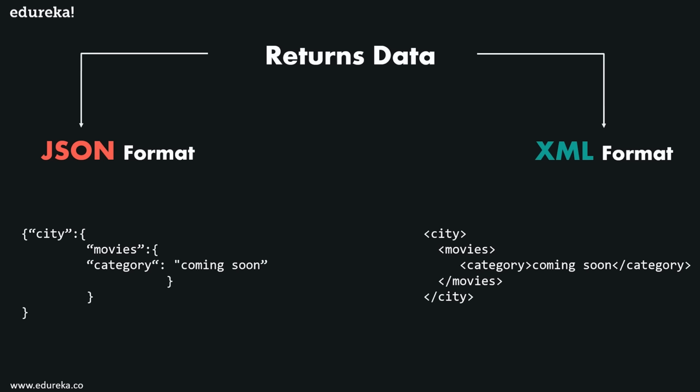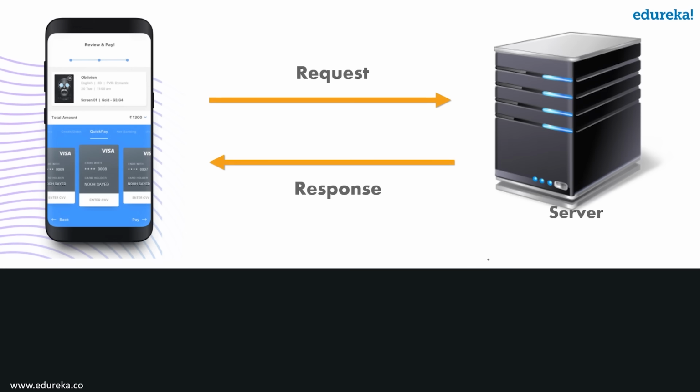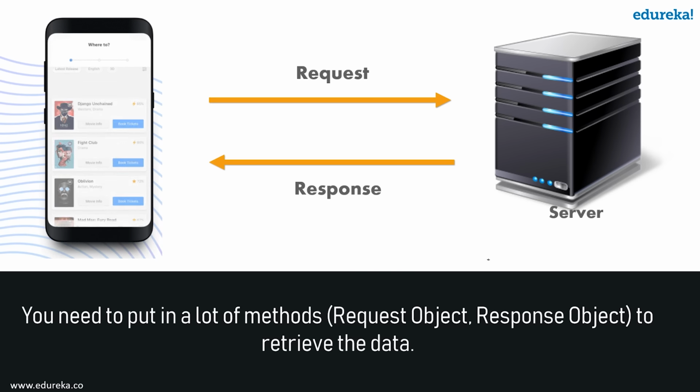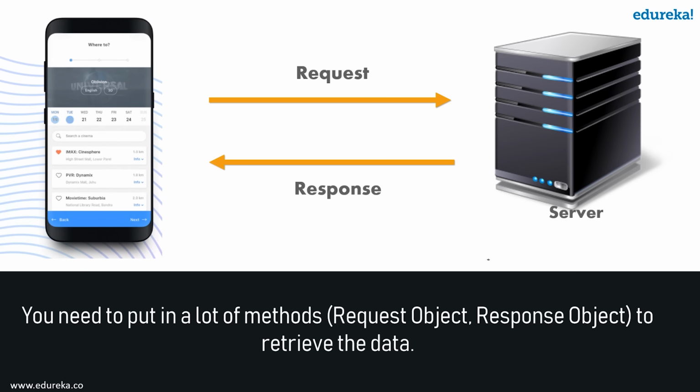So over here, if you observe, the JSON format has basically format of an object where the object values are returned to the user. And the XML format follows a hierarchical data structure in which the data can be returned. Now this sounds quite simple, right? But the only issue which is present in this framework is that you have to use a lot of methods to get the required information from the server.